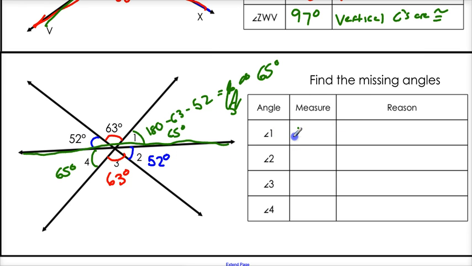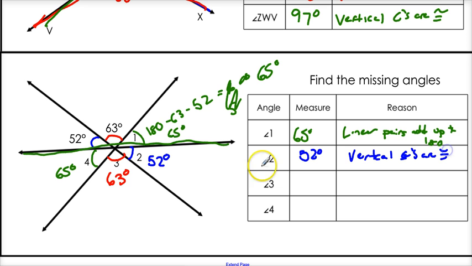So angle 1 we knew was 65 degrees. And how did we know about that? Well, it's because linear pairs add up to 180. That's how I figured out angle 1. Angle 2, that's 52 degrees. Oh, let's use the same color. And I know that because vertical angles are congruent. Angle 3 is 63 degrees.